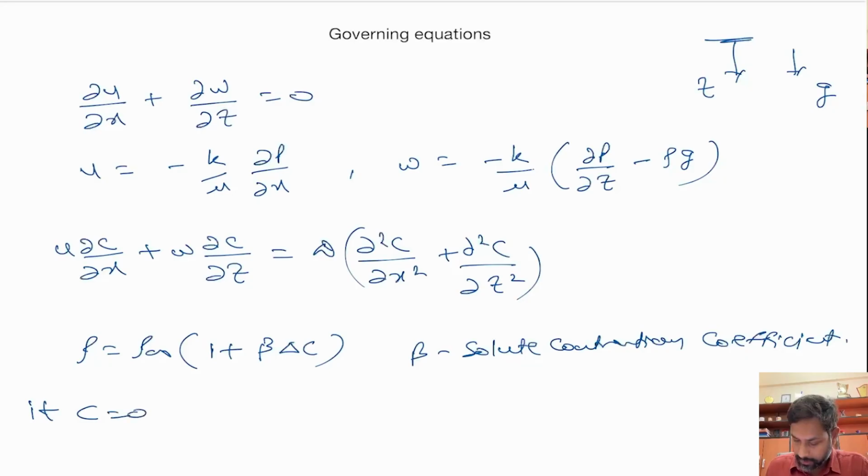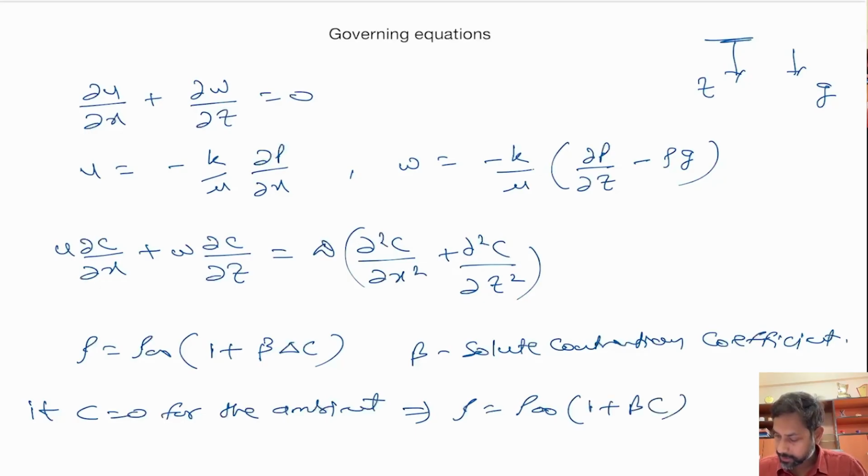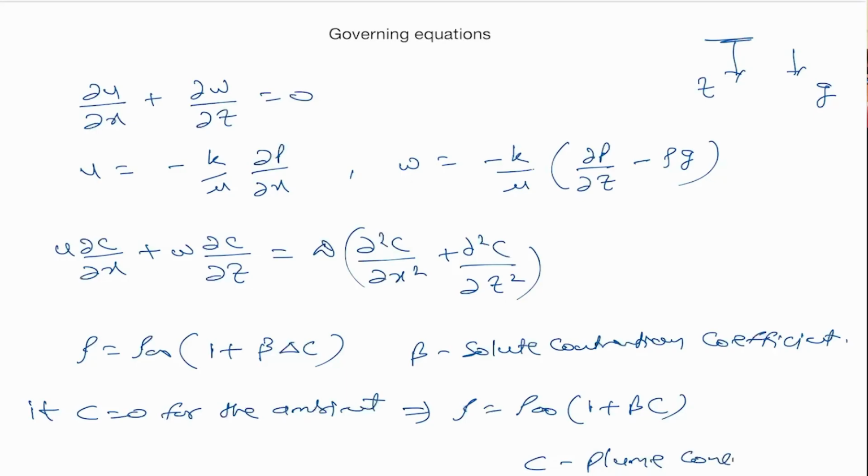And if C is equal to 0 for the ambient, then we can simply write rho to be rho infinity times 1 plus beta C, where C here is the plume concentration. Okay, so this particular equation is for C equal to 0 for the ambient, so delta C basically becomes C. All right, so what do you see in these equations?